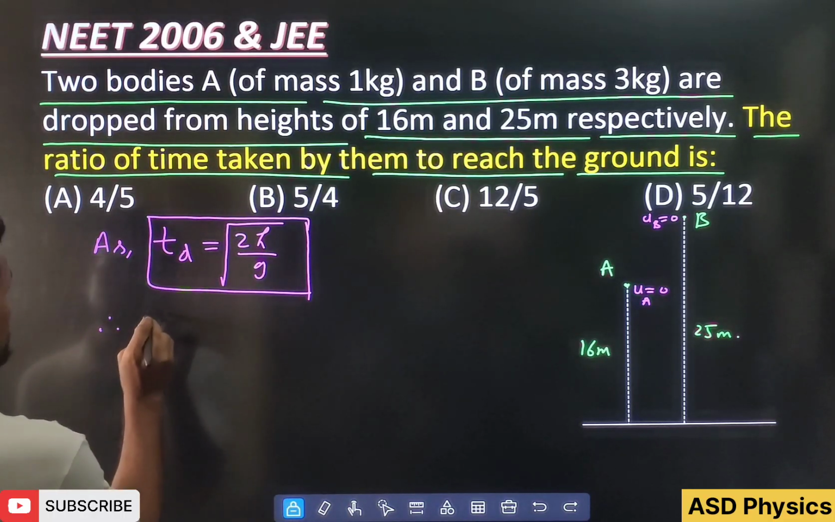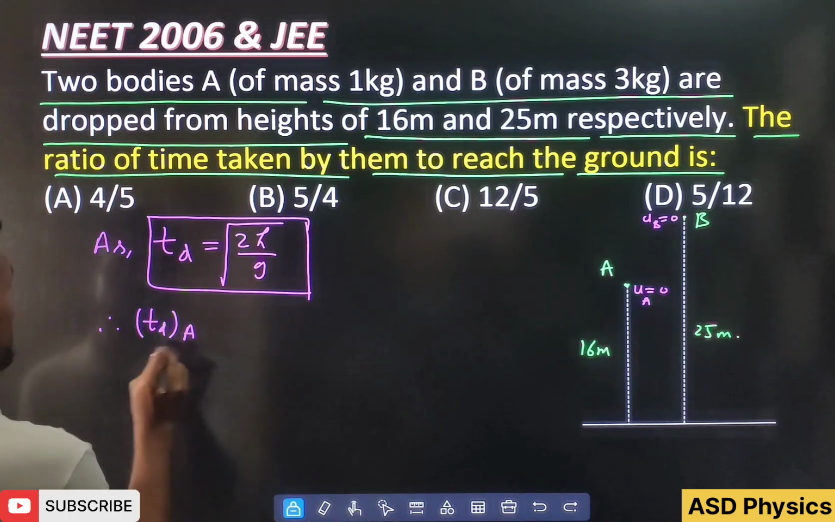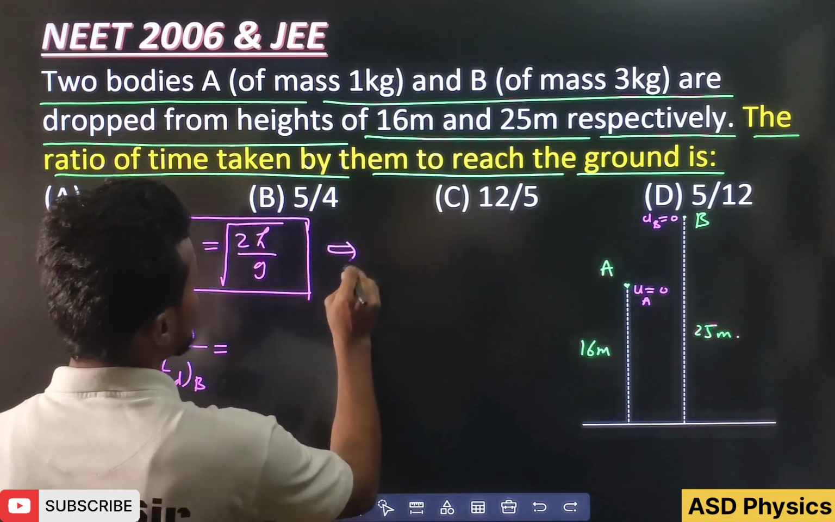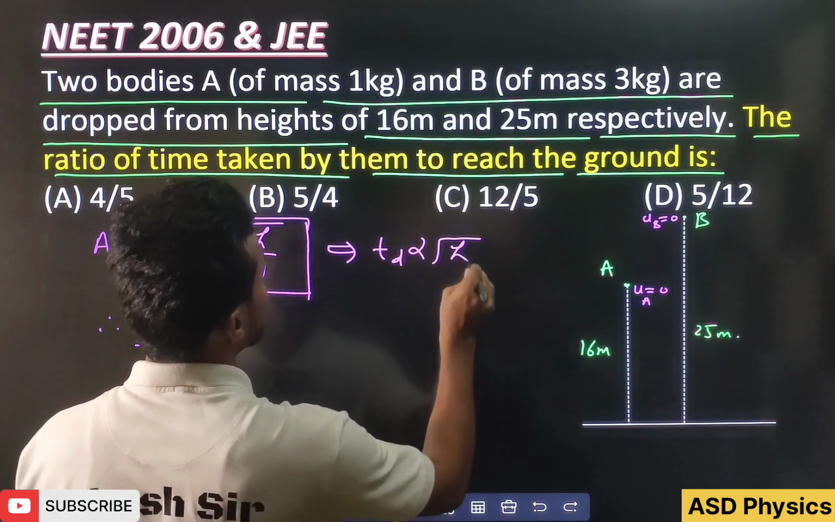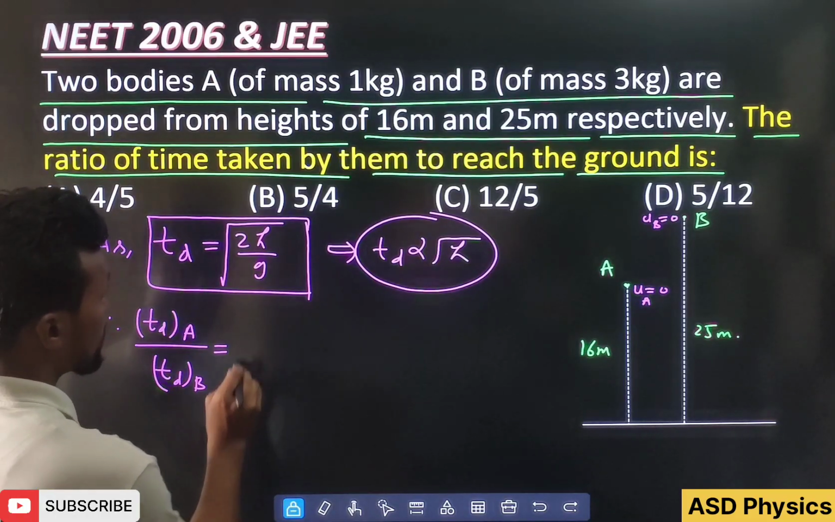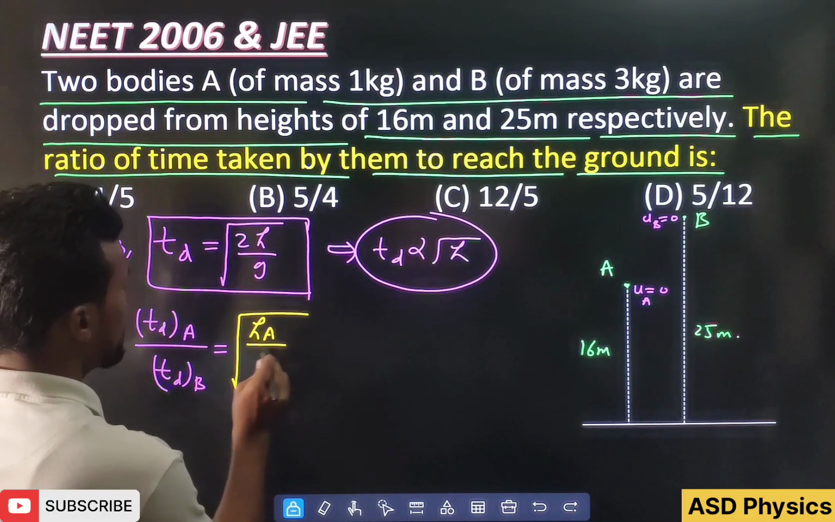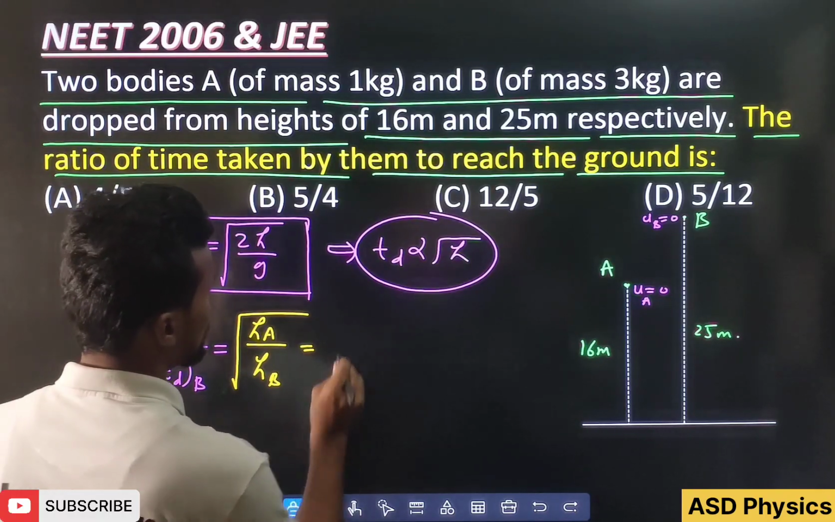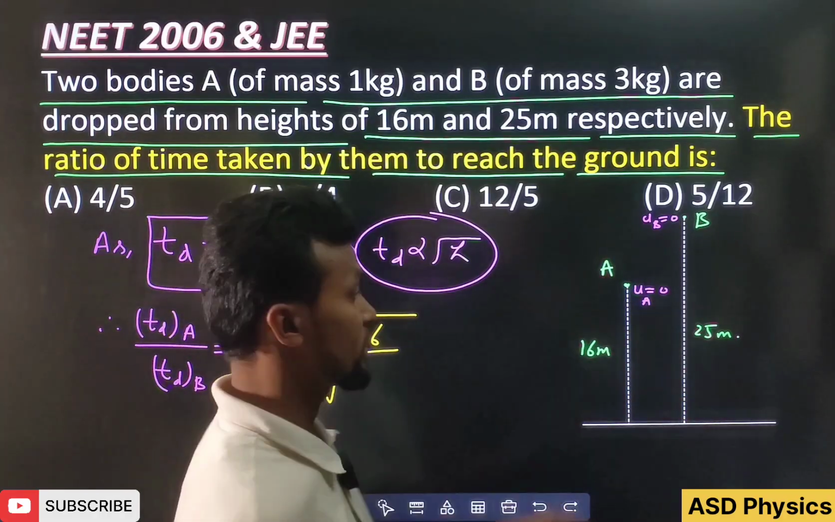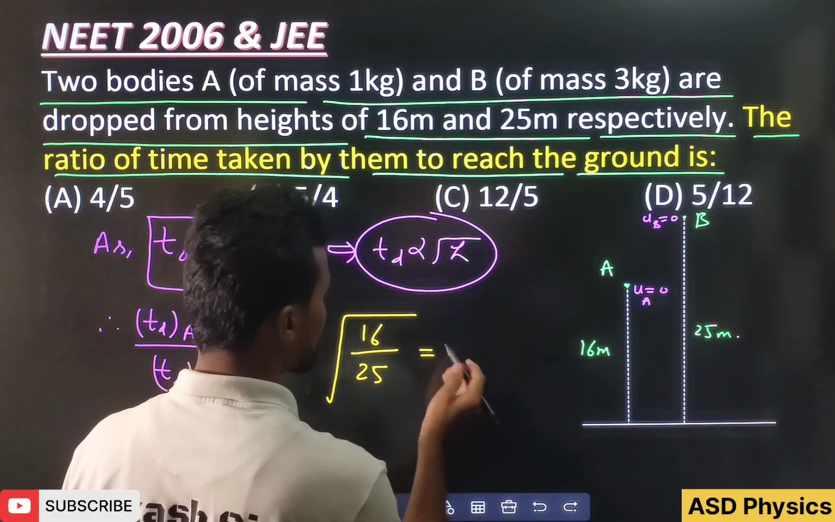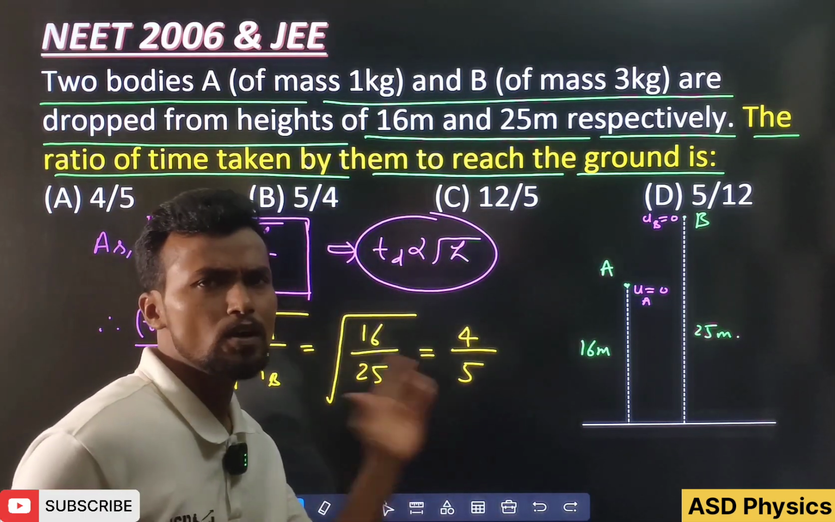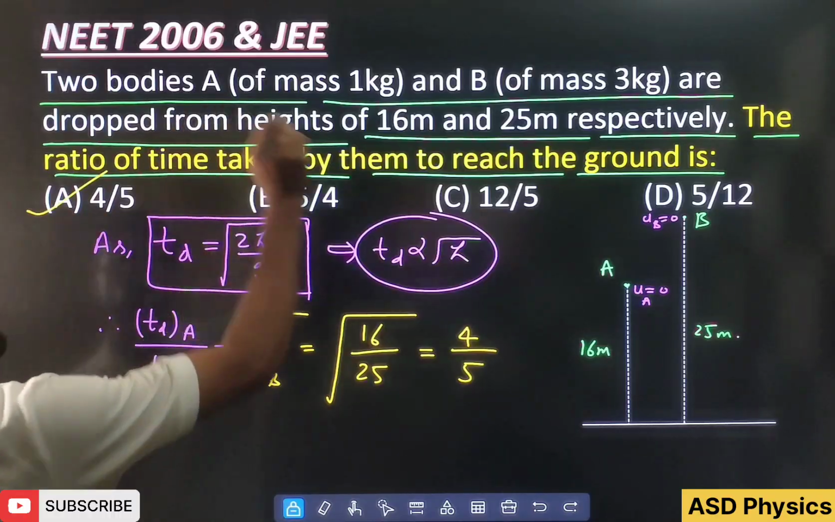Root 2h by g. Hence, we are going to use time of descent for A by time of descent for B is equal to, you can see very well, this time of descent is directly proportional to root h, because 2 and g are constant. That means we can write here, square root of height of A by height of B. So height of A is 16 meter. Similarly, height of B is 25 meter. So 16 by 25: square root of 16 means 4, square root of 25 means 5. So what answer is coming? 4 by 5. So which option is correct here? The correct option is option A.